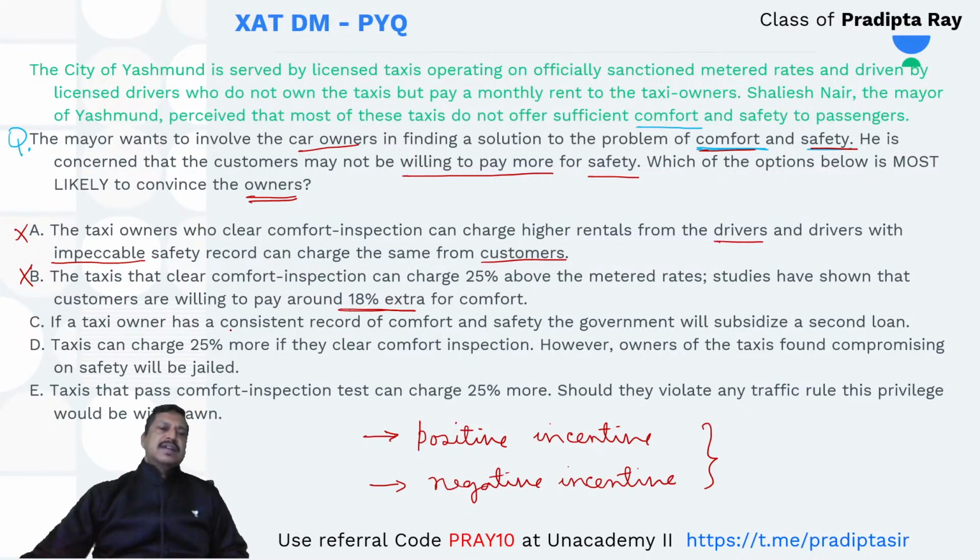If a taxi owner has a consistent record of comfort and safety, the government will subsidize the second loan. So this is also definitely out of the context because it subsidizes the second loan. Now, what is the guarantee that the taxi owner will be going for the second loan? If he is going for the second loan, then the subsidy will be there, right? So what if the owner is not interested in a second loan? So this is definitely ruled out of the system, right?